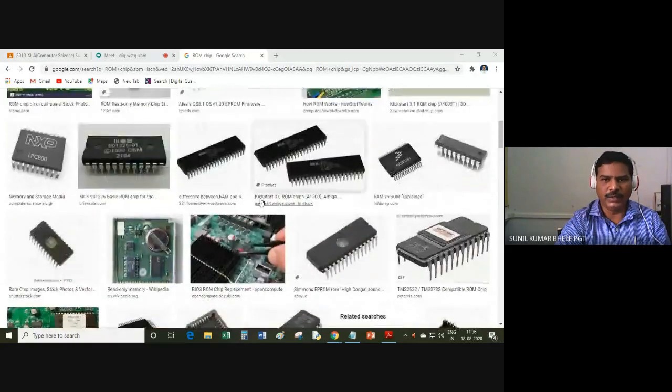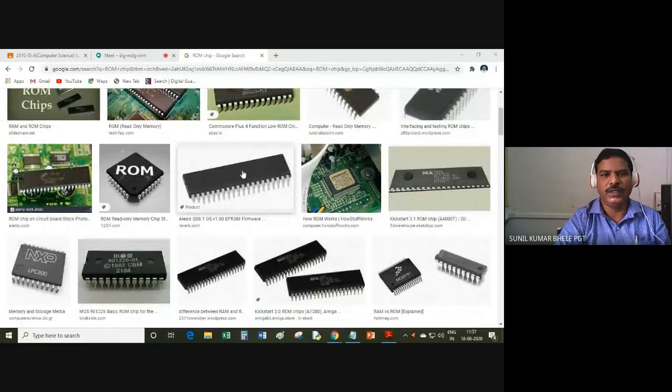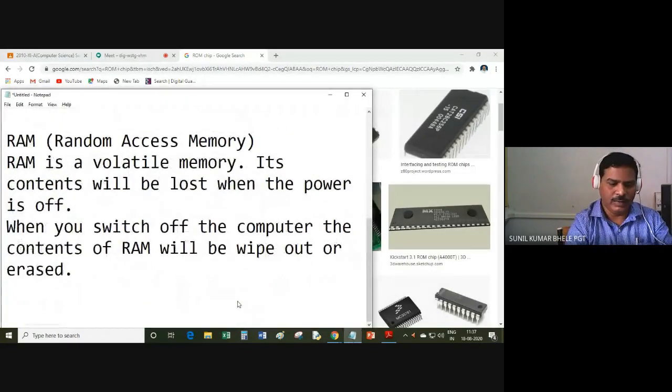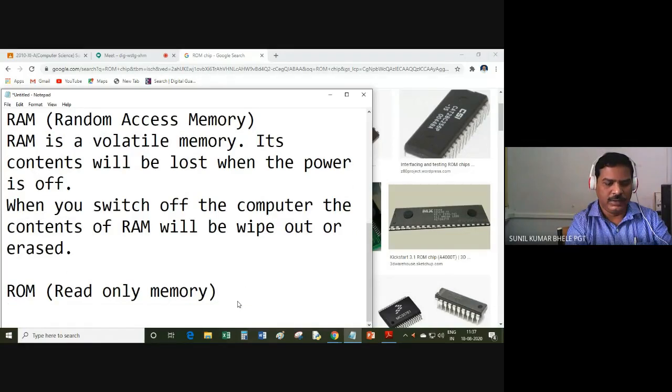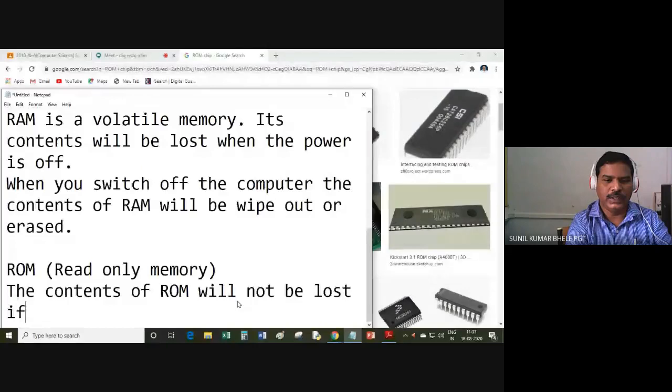It contains some data and some programs, and that data and those programs are stored at the time of manufacturing of this chip. So the ROM contents cannot be erased. That's why it is called read-only memory. You can write: ROM stands for read-only memory. And you can write: the contents of ROM will not be lost if the computer is switched off.